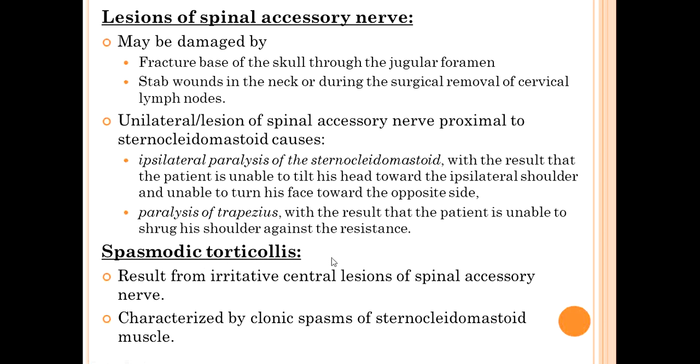Then what is spasmodic torticollis? It results from irritative central lesion of spinal accessory nerve. It is characterized by chronic spasm of sternocleidomastoid muscle. Then what is the clinical testing of spinal accessory nerve?